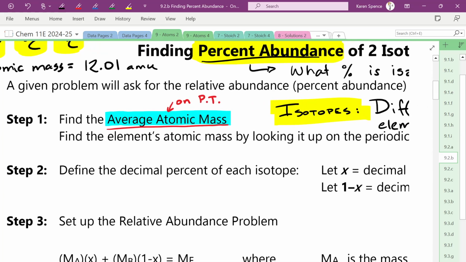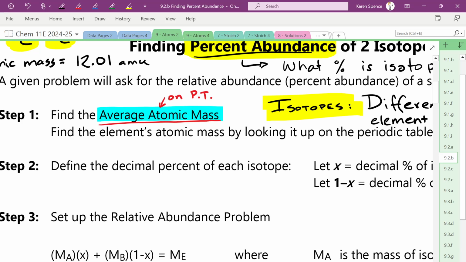So just look it up. You are going to define the decimal percent of each isotope. Now, you're only going to have two isotopes. If you have three isotopes, you cannot solve it this way because you'll end up with one equation and two variables. And can you solve one equation with two variables? No. So we want one equation with one variable. Yes? So we can only do this with two isotopes.